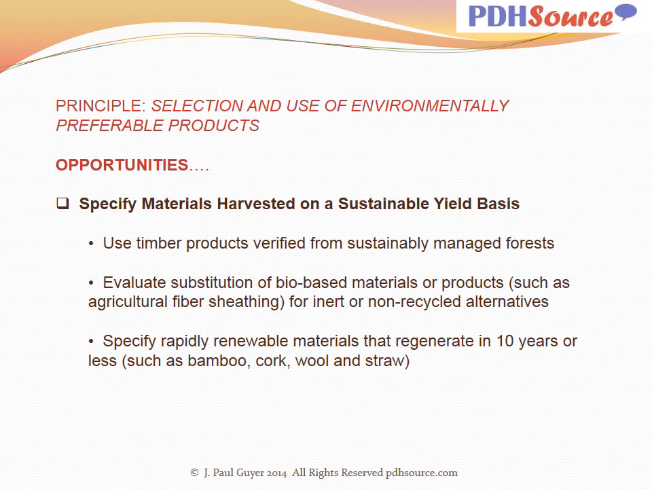Specifying materials harvested on a sustainable yield basis. For example, lumber that you use on your project. It can certainly be reasonable to specify that the contractor provides certification that the lumber that he's using on the project came from a sustainably managed timber farm. And that's an easy thing to incorporate into your specs, so that the timber is being harvested on a sustainable yield basis.